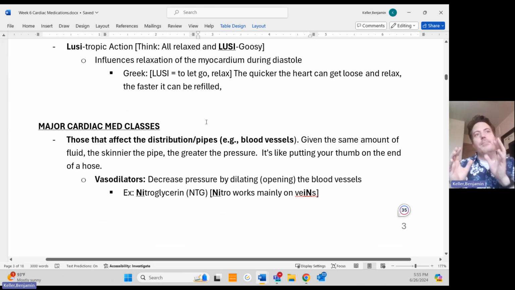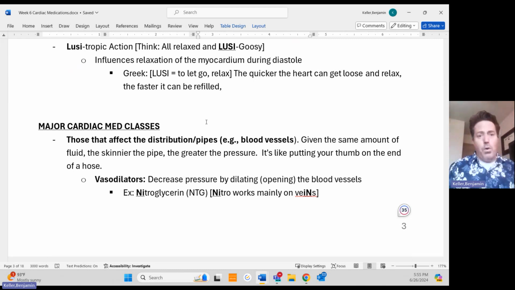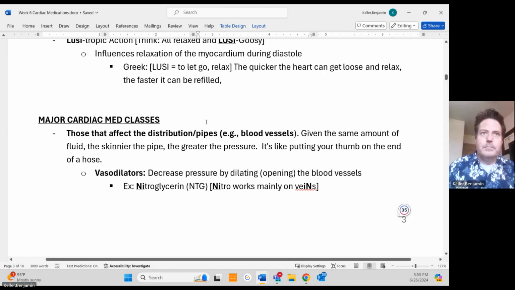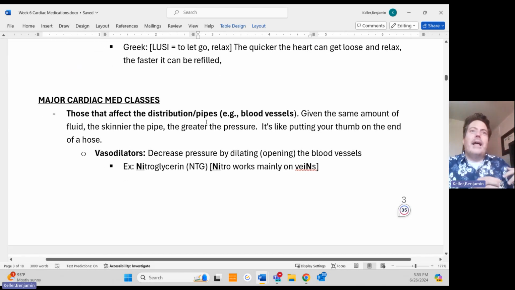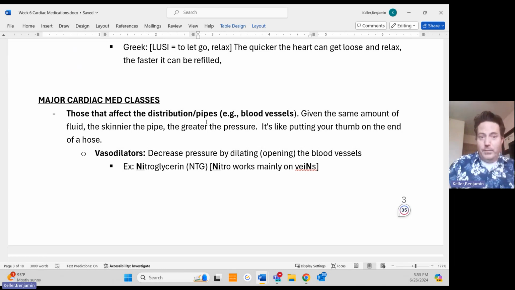All right. So let's take a look at these major cardiac med classes. And this is kind of going back to that high level overview of what can go wrong with the heart. I'm really just trying to keep things here in a way that can help you all conceptualize them. One way is to look at the effect on the distribution network or the pipes, the blood vessels that are coming off of this pump. So given the same amount of fluid, the skinnier the pipe, the greater the pressure. So it's like, I don't know, I do this all the time.